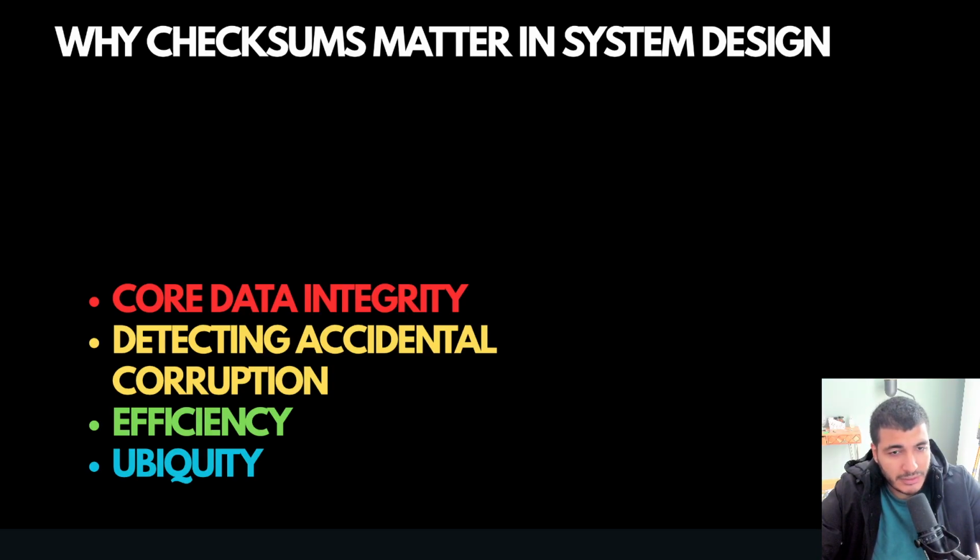Next we have ubiquity. I guess I'm pronouncing it right, because I have this problem with pronouncing things the wrong way all the time. Ubiquity means that something is everywhere. So you probably interact with checksums constantly without realizing it. They are built into network protocols, file systems, and storage devices, and understanding them shows you know what happens beneath the application layer.